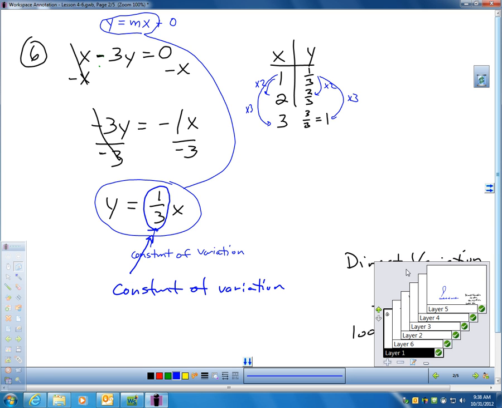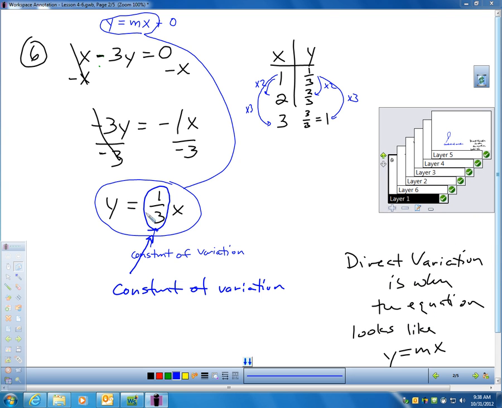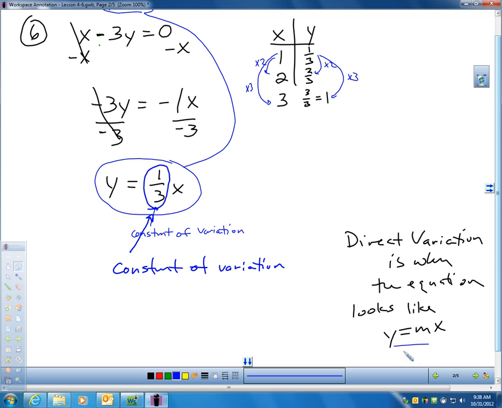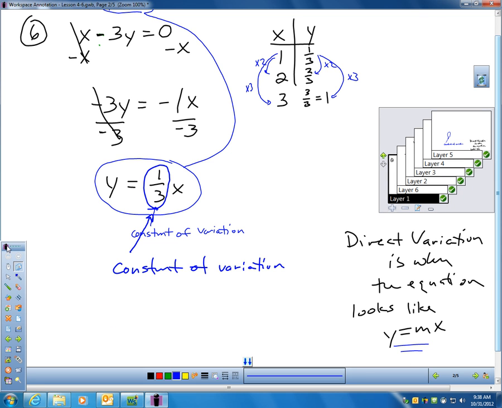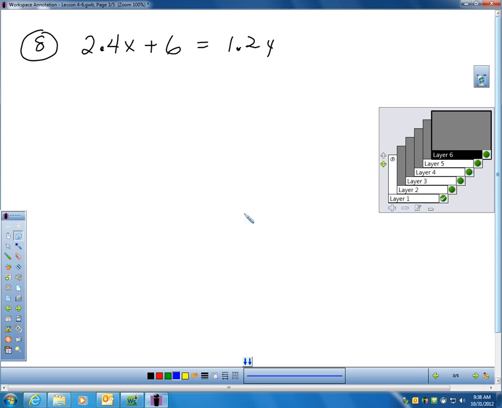Okay? So again, my constant of variation, I'm just reiterating, was 1/3, and this is direct variation because this equation does look like y equals mx. There is no b value. Well, there is a b value, it's nothing. Okay? In number 8, let's see if this is direct variation.